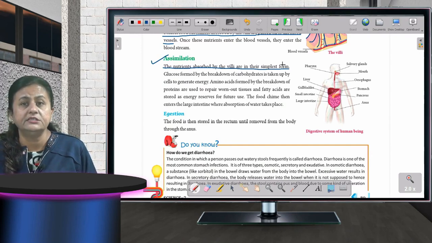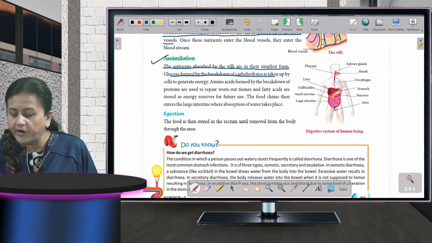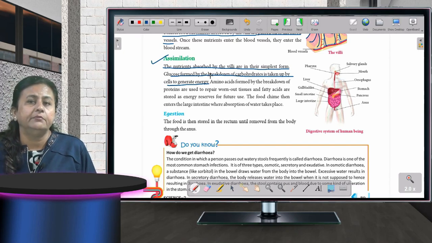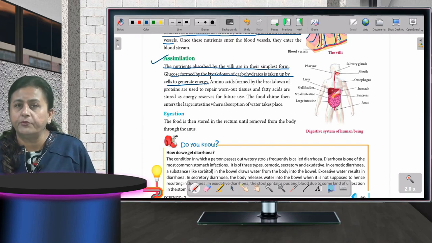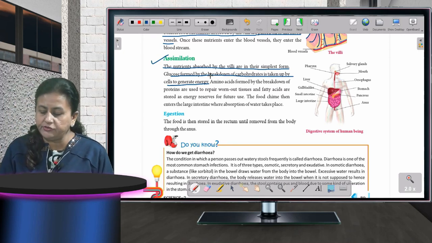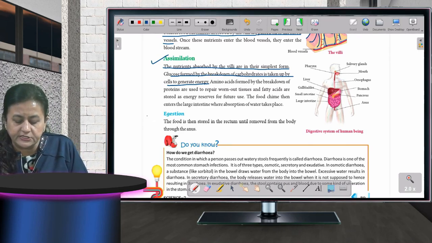Okay, this is in the simplest form. Now glucose formed by the breakdown of carbohydrate is taken by the cells to generate energy. Okay, now the blood is carrying the simple food to different parts of the body, and here that is used by all the parts to carry out their different activities. Fine, children. Now the last step in the process of digestion is egestion.